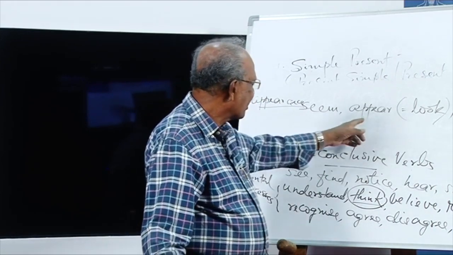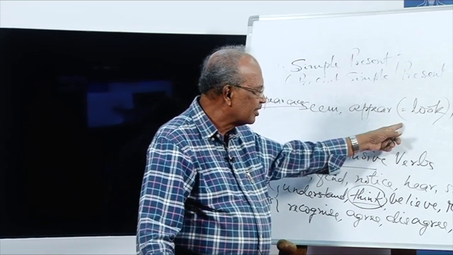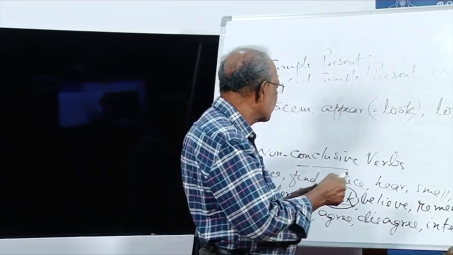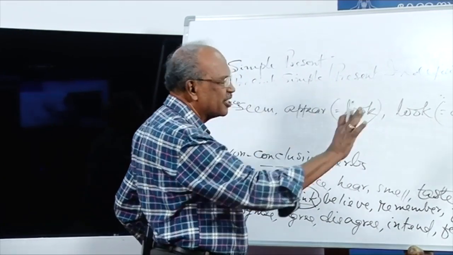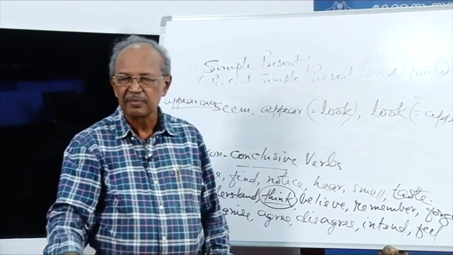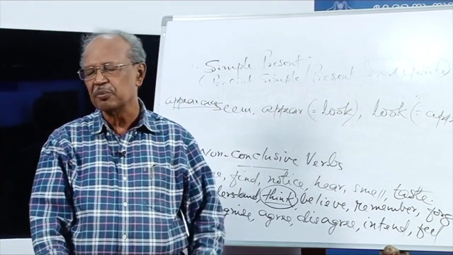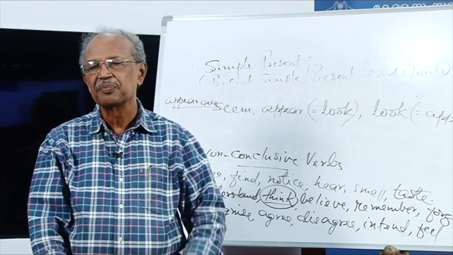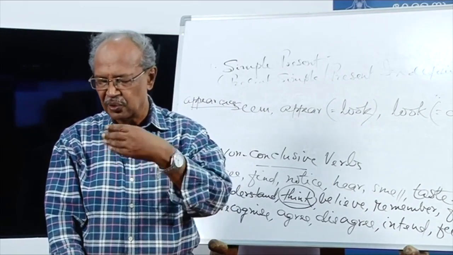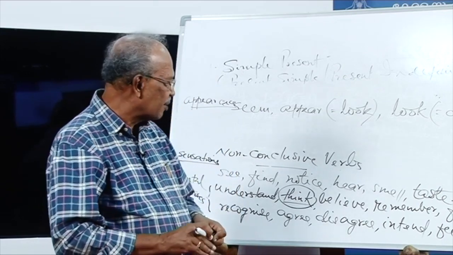Then appear. You appear gloomy. When appear means look, when you look tired, when the meaning is appear. If you use appear in another sense, then it is not non-conclusive. For example, a character appears on the stage. He is appearing in so many plays. He is appearing in so many movies. There it is different. That appear and this appear are different. You appear gloomy is different from he is appearing in a number of movies.